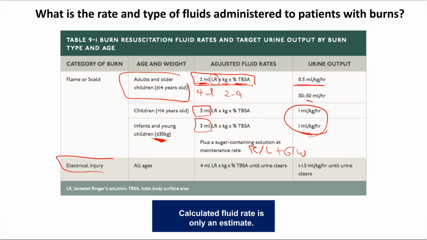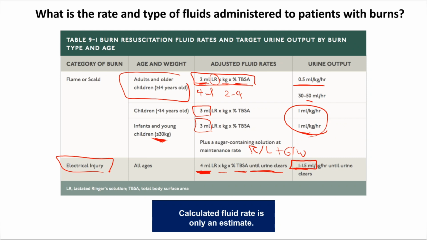If there is electrical injury in any age, because electrical injury exposes the patient to damage of the muscles and myoglobinuria, you have to start with this dose, 4 ml of Ringer lactate per kg per total body surface area until the urine clears. The urine output should be 1 to 1.5 ml per kg per hour.